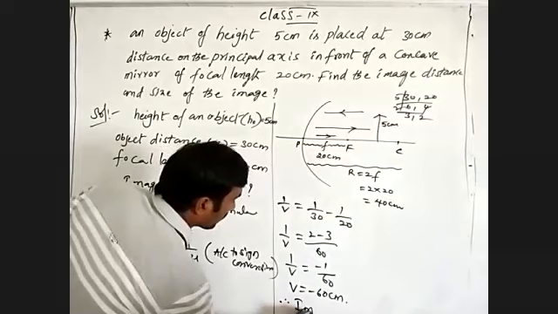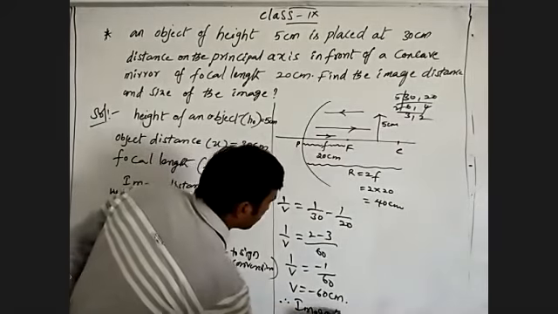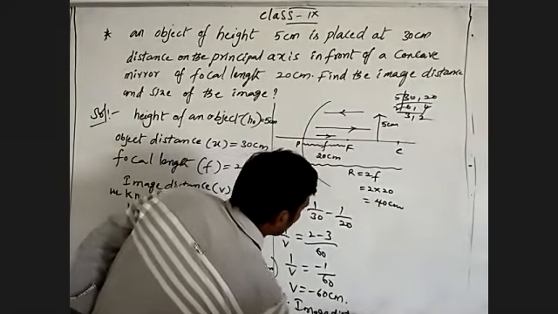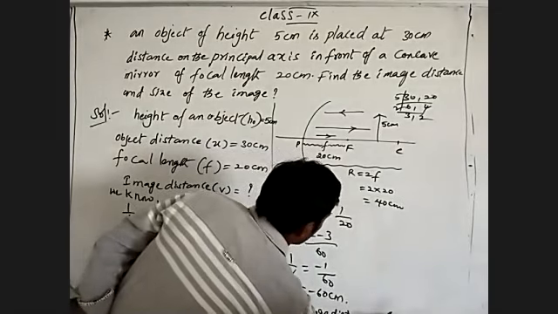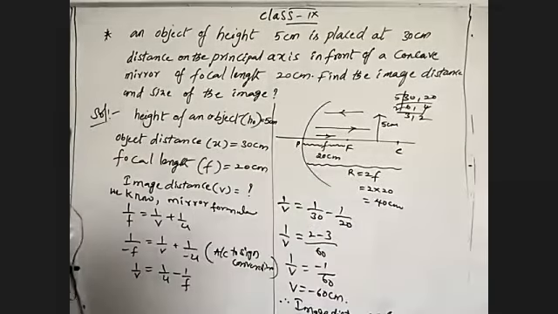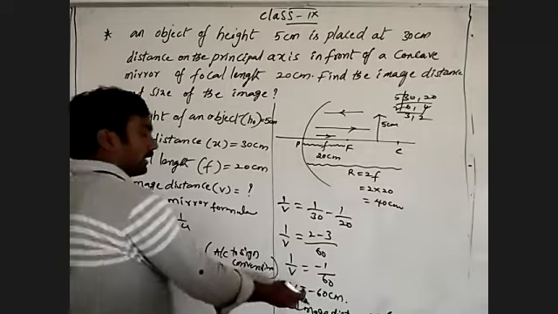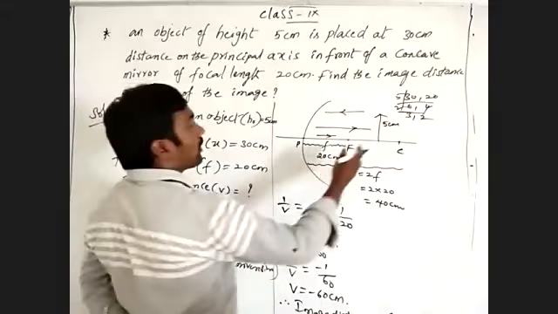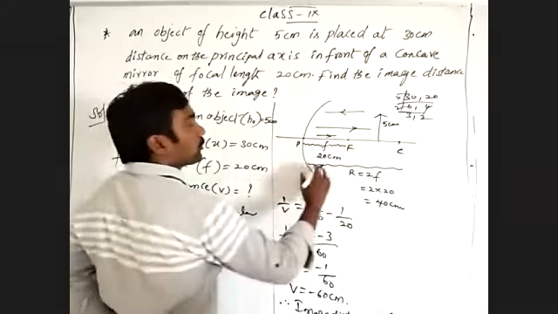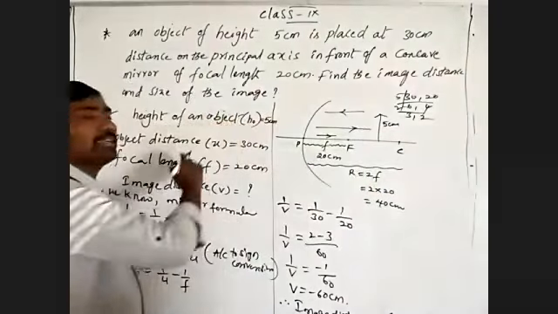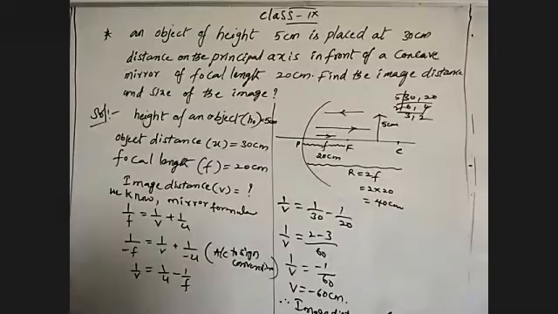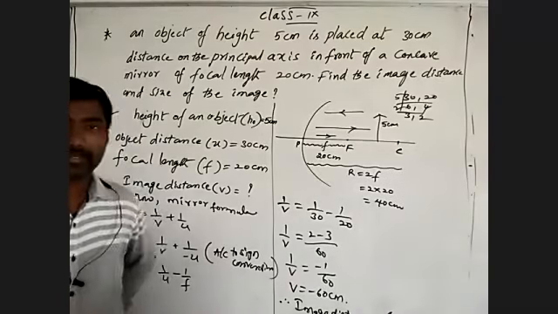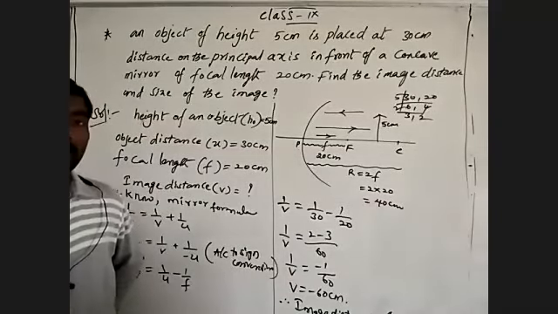Therefore, the image distance is 60 centimeter. Then we got a negative sign. Is this correct? Of course. The image forms in front of the mirror, and we have to measure in the direction opposite to the incident light ray. That's why we got the answer with the sign convention.